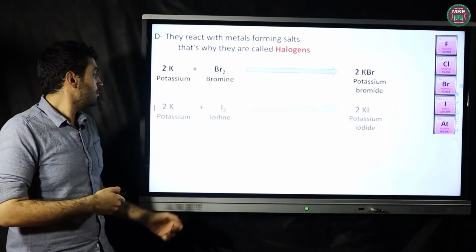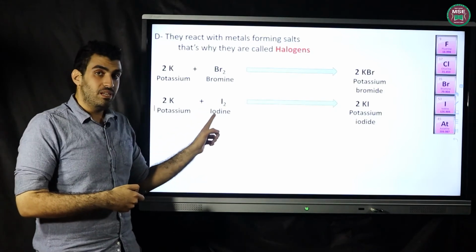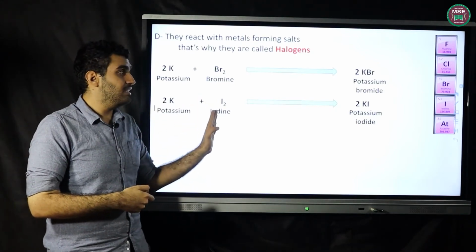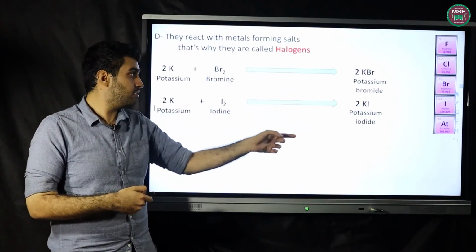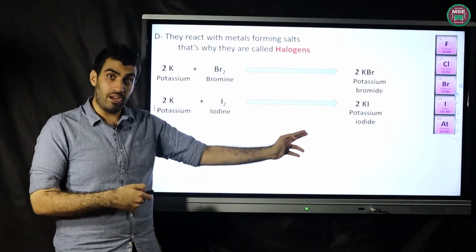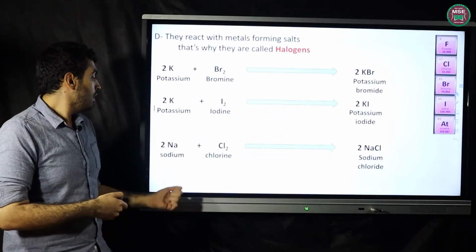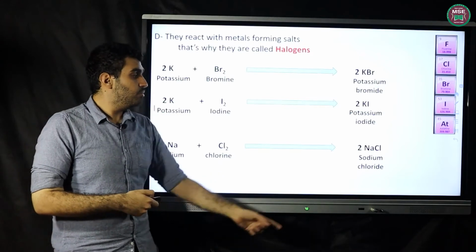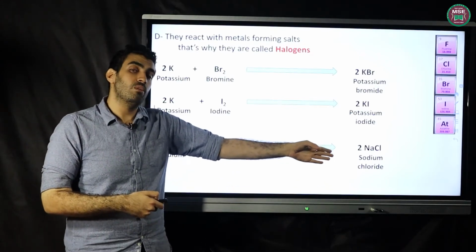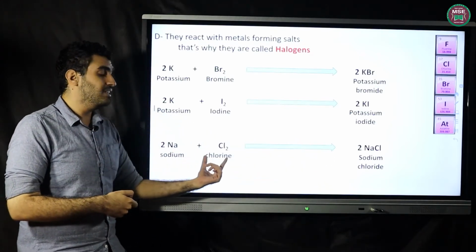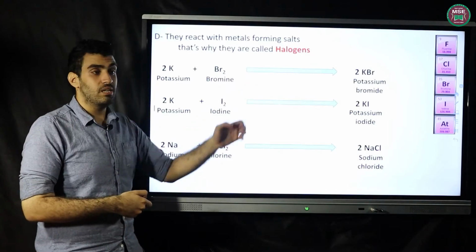I have another example, potassium and iodine. Potassium is a metal, iodine is a non-metal from the halogens. It produces potassium iodide, a salt as well. Sodium and chlorine produce table salt or sodium chloride. Sodium is a metal, chlorine is a non-metal, and a halogen as well.